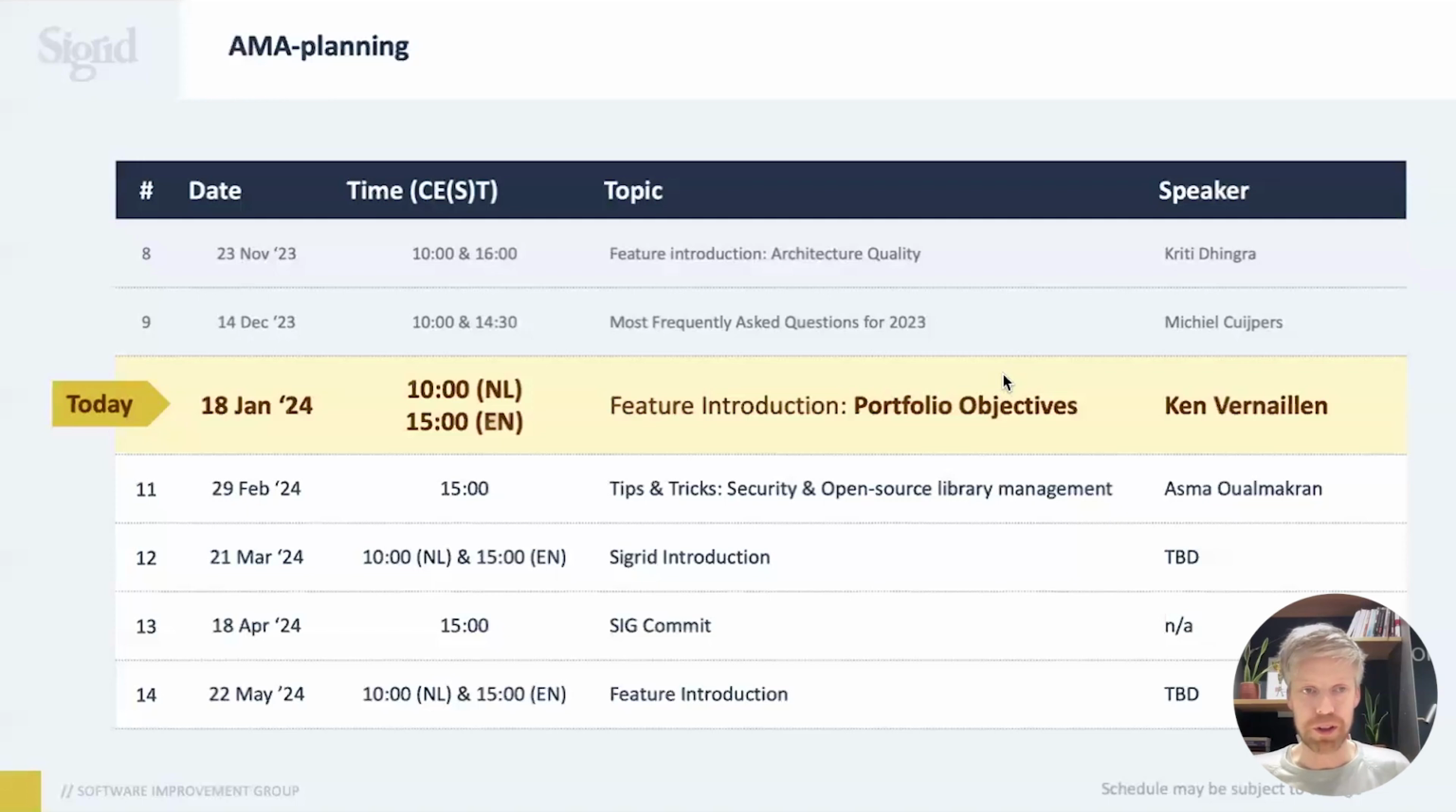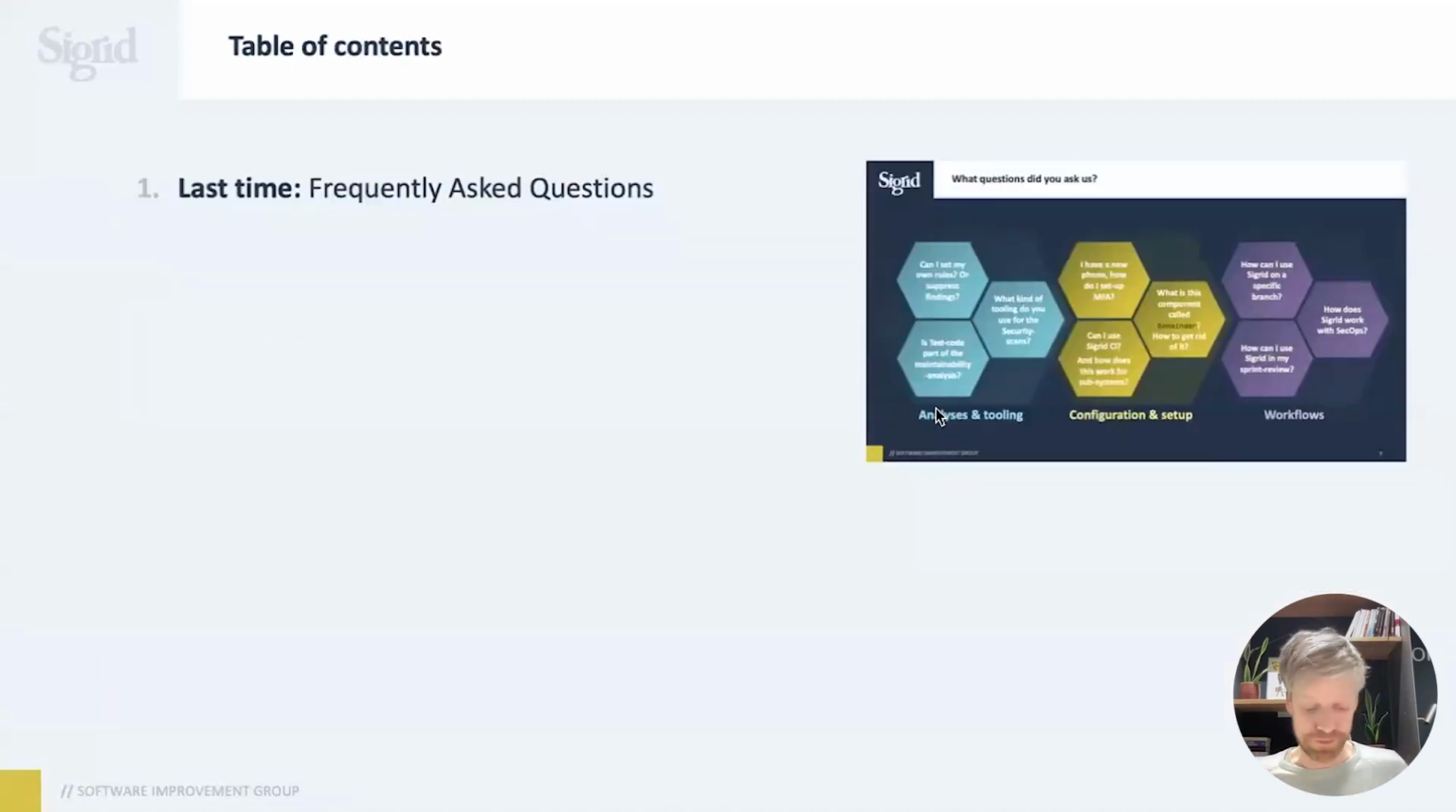If we look back and forward, we know that we had a lot of Ask Me Anythings before already. For example, the last one last year was with Michiel Kuipers, our support manager, who shared the answers on more frequently asked questions. And the next one will be at the end of February on security and open source health, the two particular modules and also the workflows around that. As for today, we are in the afternoon session at 3 p.m. Central European time, and Ken Vernijen is going to talk to you about that.